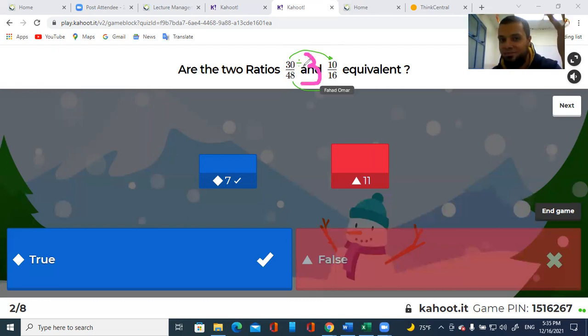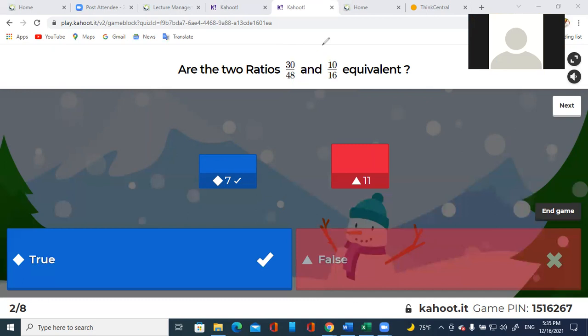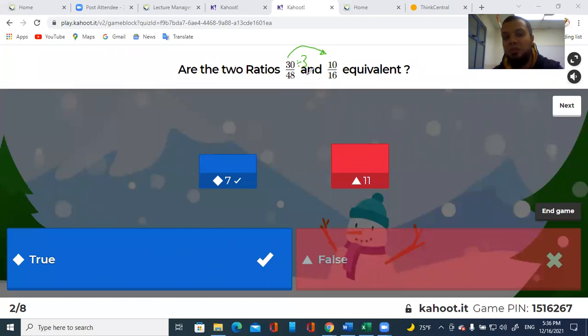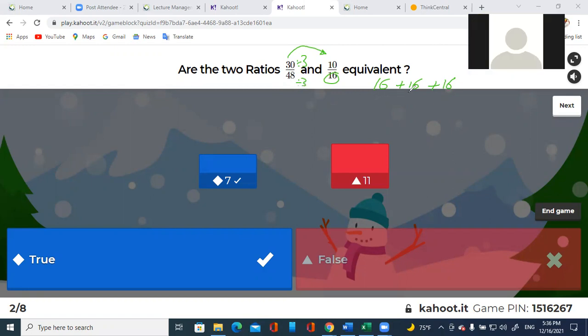3. Yes. So please, Fahd, Amr, don't write any answer. So I need to divide by 3. 30 divided by 3 equals 10. And 48 divided by the same number 3 equals 16. How can I know? Take 16 plus 16 plus 16, three times according to that number 3.